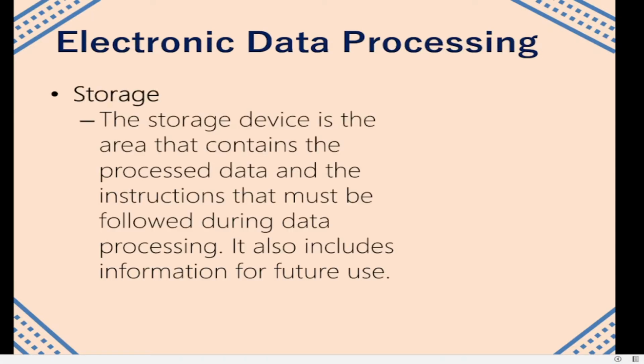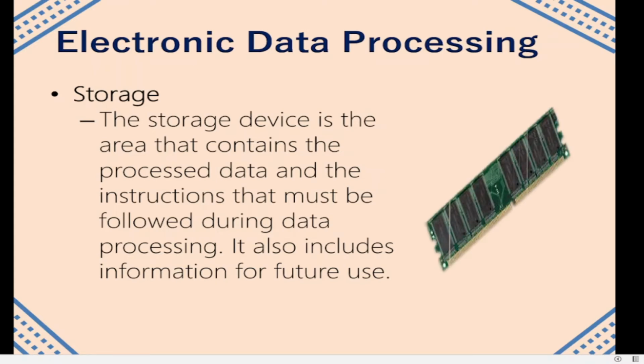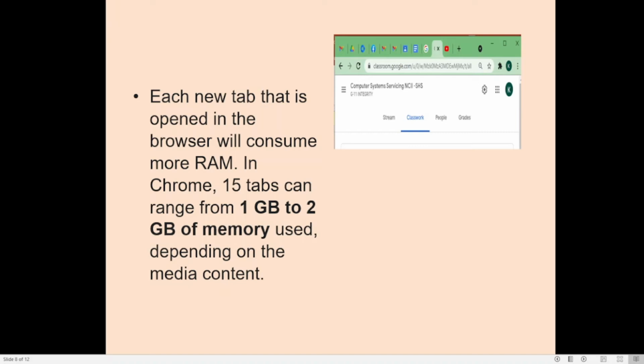When it comes to storage, the storage device is the area that contains the processed data and the instructions that must be followed during data processing. It also includes information for future use. The example that we have here is the memory module. Remember, in our desktop computer or laptop, the specs or specification of our memory module should be high, because it helps make our computer's processing faster. That's where our temporary processes are stored. According to my research, when we have 15 tabs open in Chrome, it can consume 1 gigabyte to 2 gigabytes of our memory. So that's quite big, right?